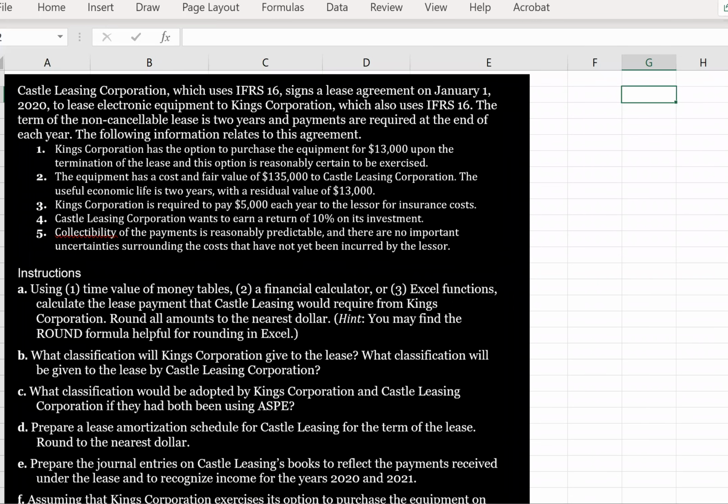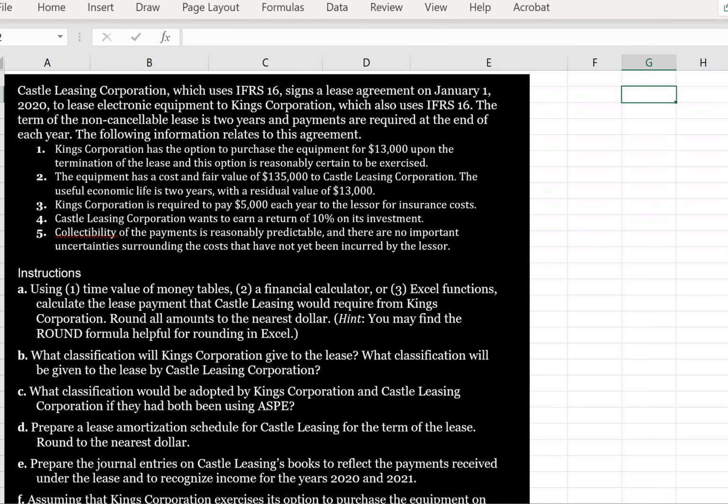This question will walk through lessor accounting. Casa Leasing Corporation, which uses IFRS 16, signs a lease agreement on January 1st, 2020 to lease electronic equipment to King's Corporation, which also uses IFRS 16. The term of the non-cancelable lease is 2 years, and payments are required at the end of each year. The following information relates to this agreement.